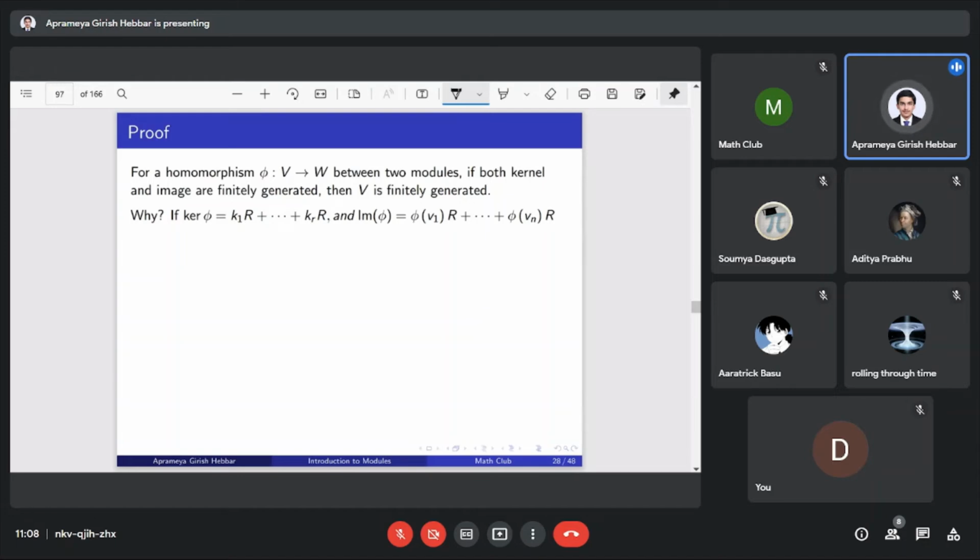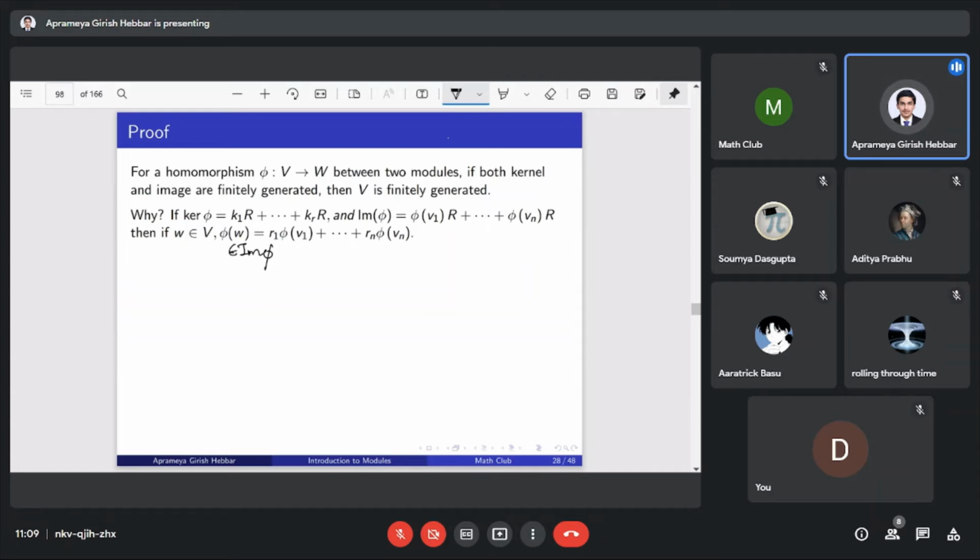Let's suppose the kernel is k1 R plus k2 R up to kr R, because it is finitely generated. And let's suppose that the image of phi is generated by phi(v1) R up to phi(vn) R. These are some elements in the image of phi and they generate the image. Then what can we say? Let's suppose w is in V. Then phi of w belongs to the image of phi. So by the assumption, this is equal to some ring element r1 times phi(v1) plus r2 times phi(v2) up to rn times phi(vn), right?